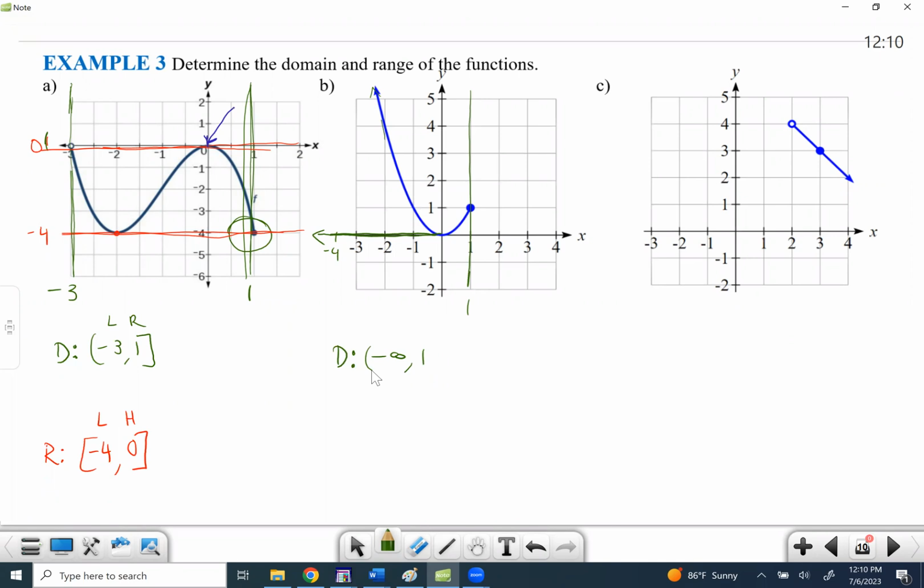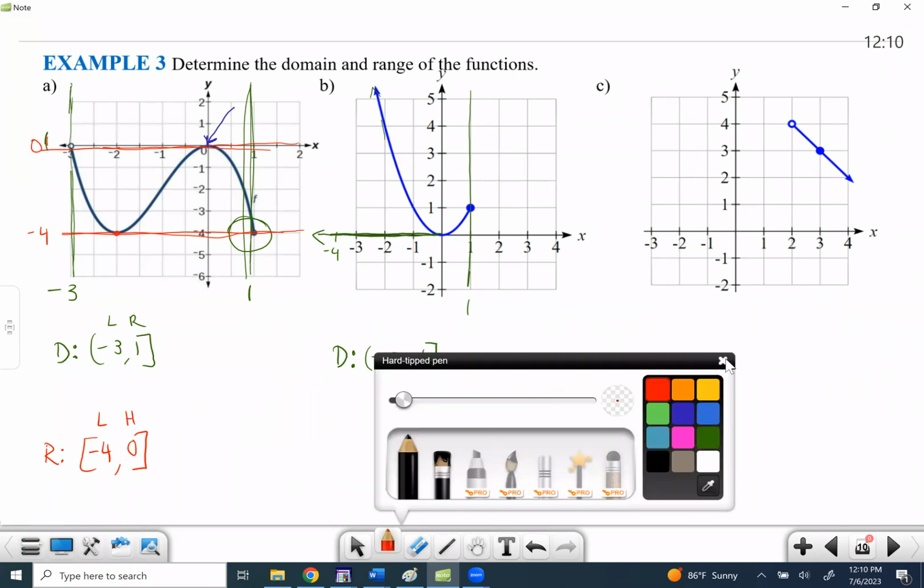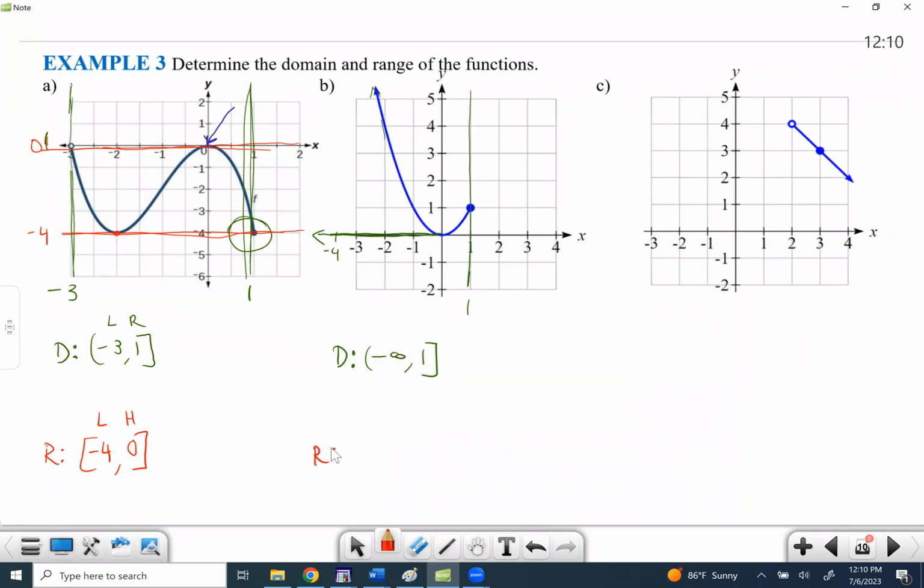As for the 1, since it's a closed circle, we'll put a square bracket. Now, for range, since we're talking y values, we want to think lowest to highest. So if I can mark the lowest, it's right here at 0. And I can't mark a highest because of this arrow.